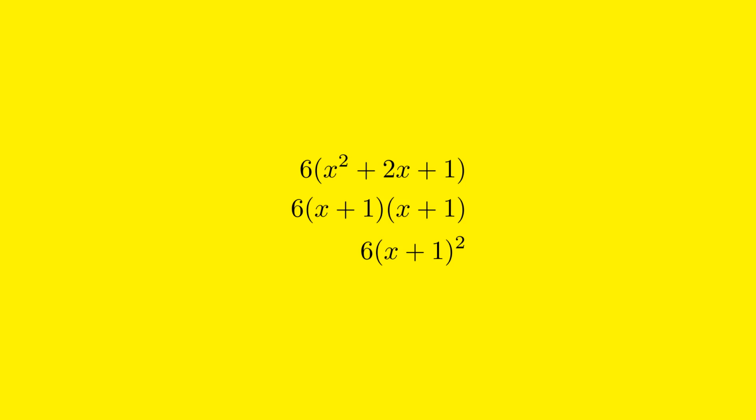This new form reveals that the quadratic expression 6x squared plus 12x plus 6 can be completely factored into 6 times the square of x plus 1. Since there are no further factorization steps needed, this is the final step of simplification. The quadratic expression is now expressed in its simplest perfect square form.